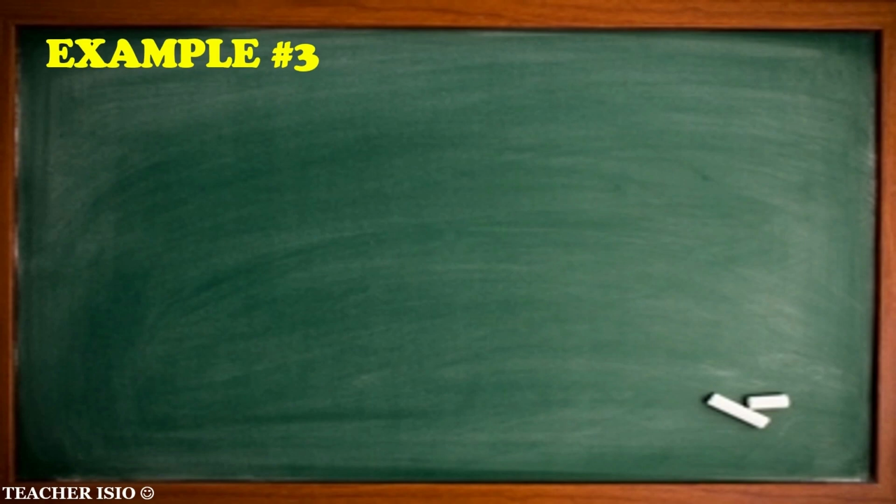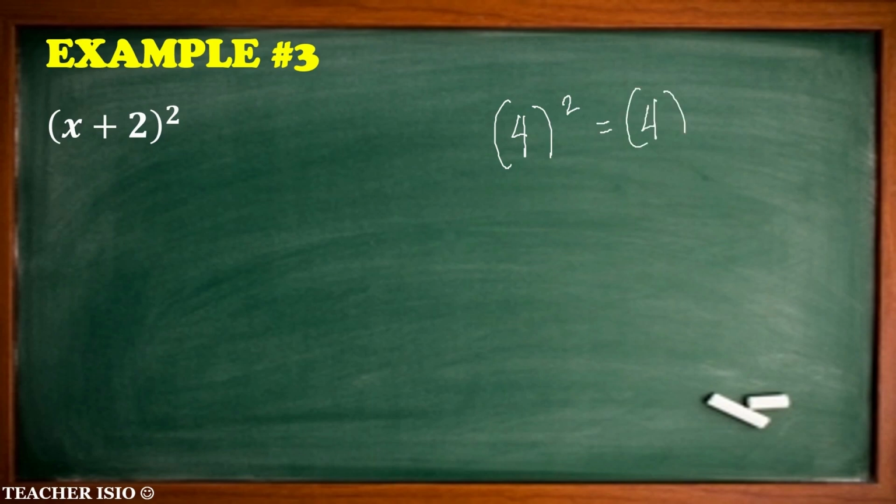Let's have now example number 3. So, in our example number 3, we have x plus 2 raised to 2. So, ibig sabihin yan kung natatandaan nyo, when it comes to exponents, so for example, we have 4 raised to 2. So, ibig sabihin, we have 4 times 4. So, we're going to multiply it by itself. Therefore, if we have x plus 2 raised to 2, we will have x plus 2 times x plus 2.